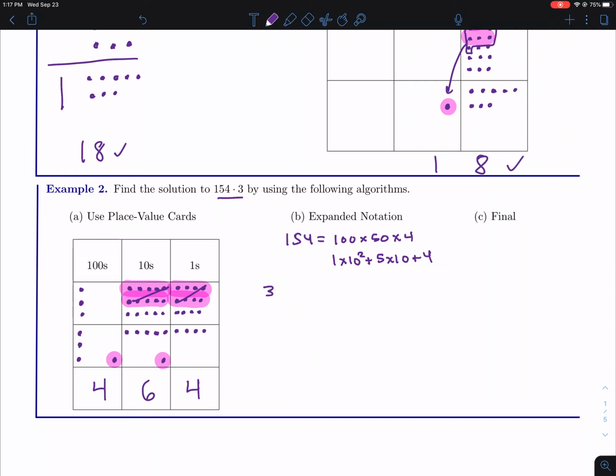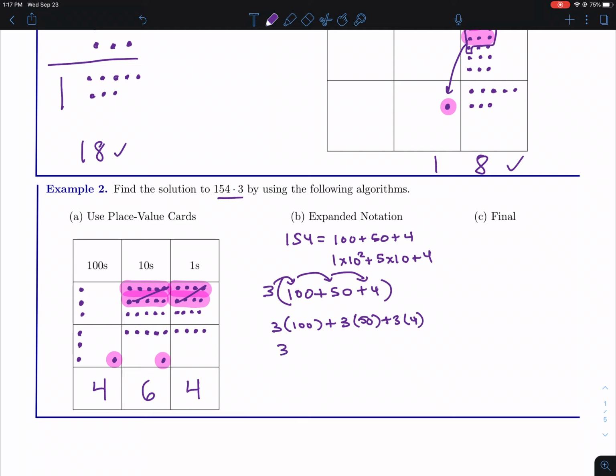And then we're going to rewrite this so that, depending on which form you're using, hold on, I should have pluses in here. What am I doing? There we go. And so what we're doing then is distributing this 3 to each piece on the inside. So we're looking at multiplying 3 times 100 plus 3 times 50 plus 3 times 4.